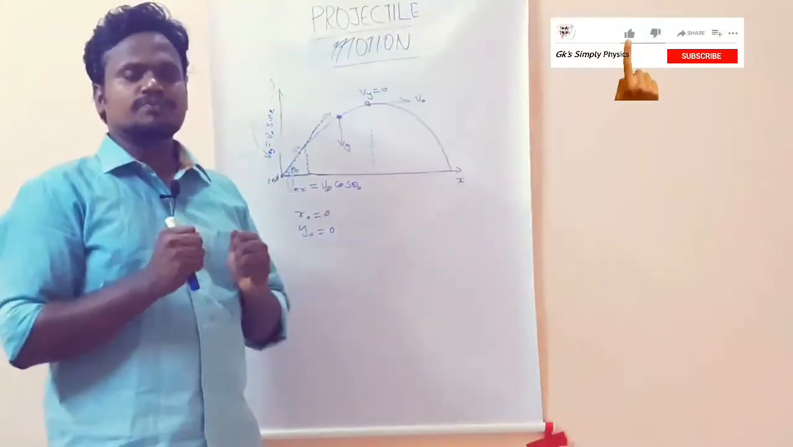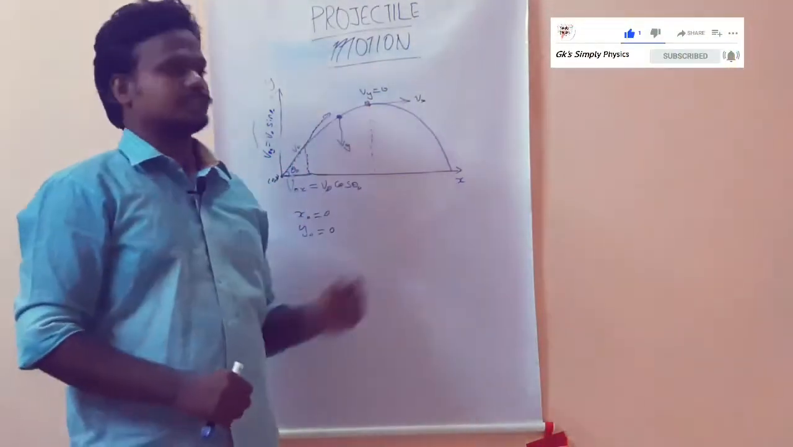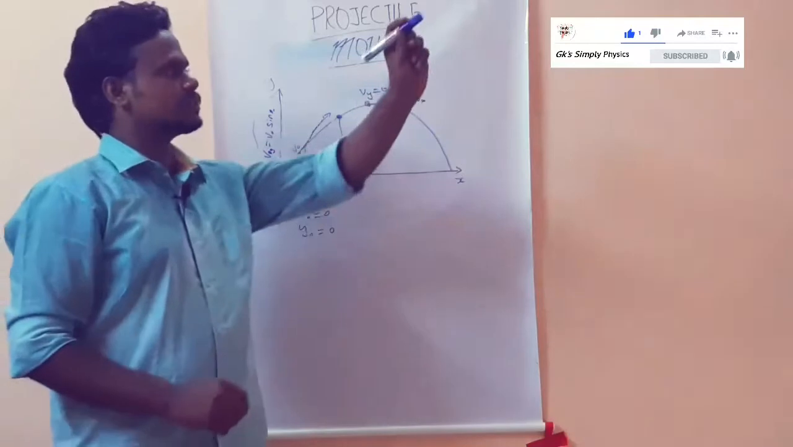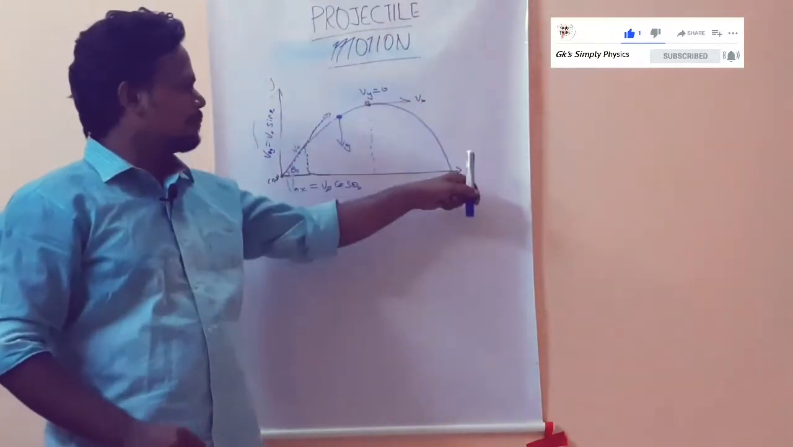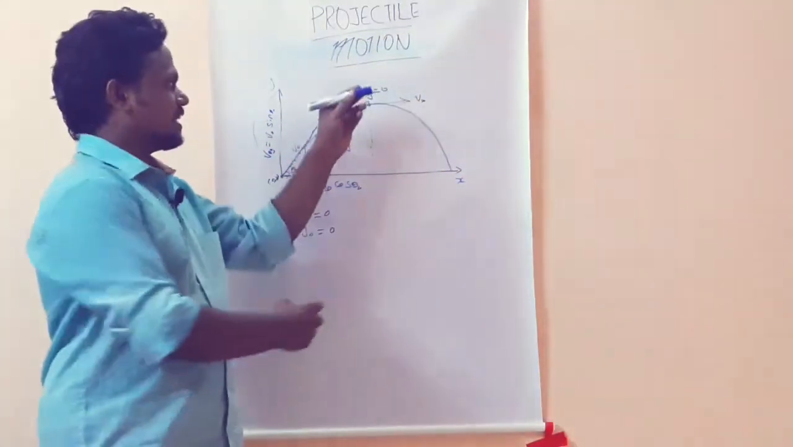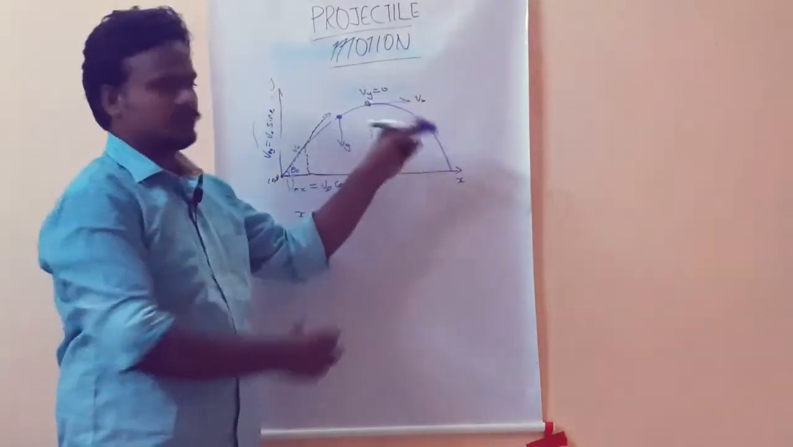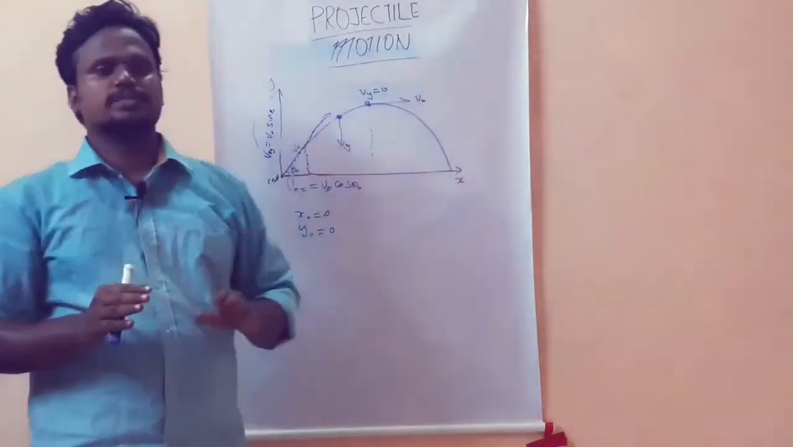Hello everyone. Now we are going to study projectile motion. In projectile motion, we throw a stone, it reaches some height, then it comes back to the ground because gravity is pulling it back. So this is what is happening.